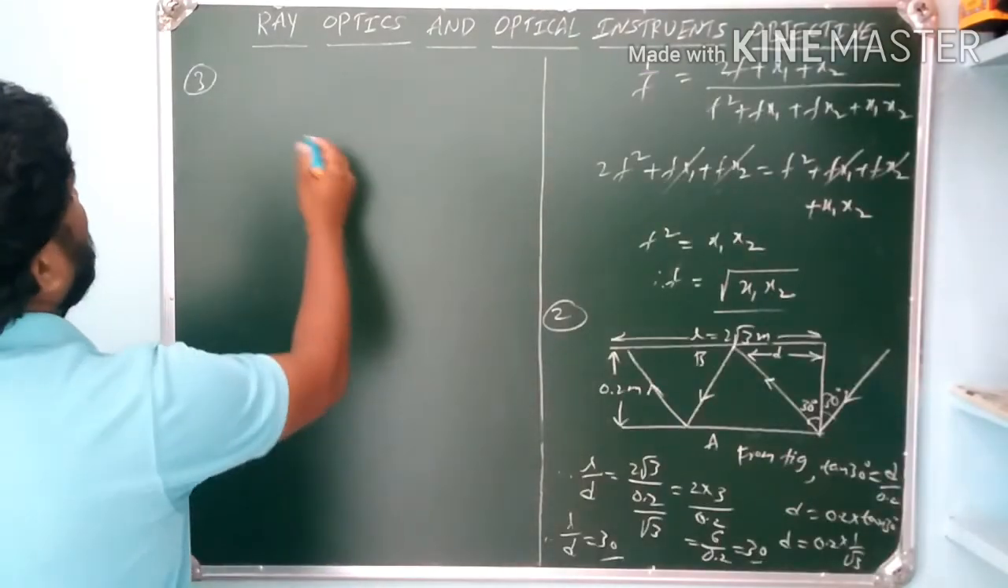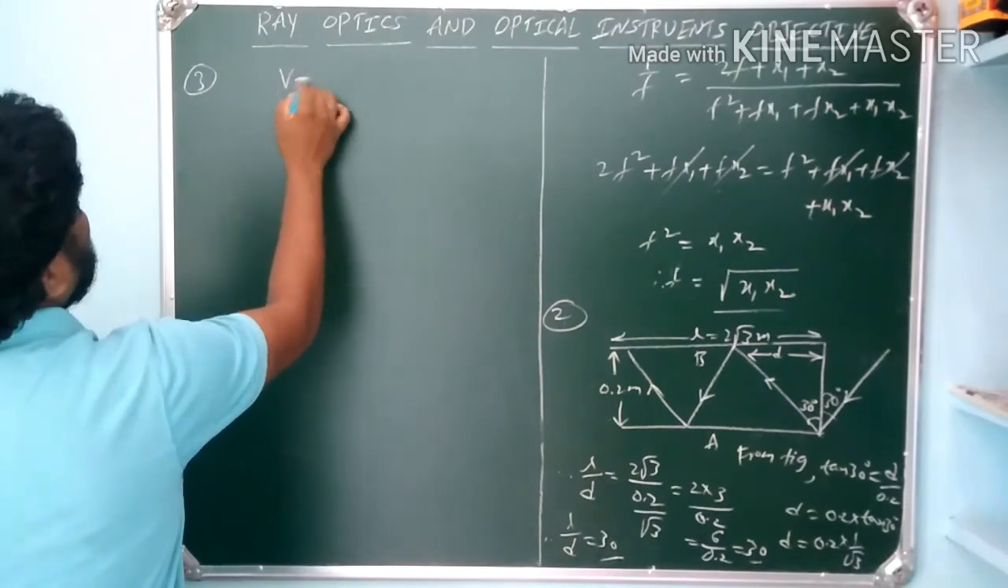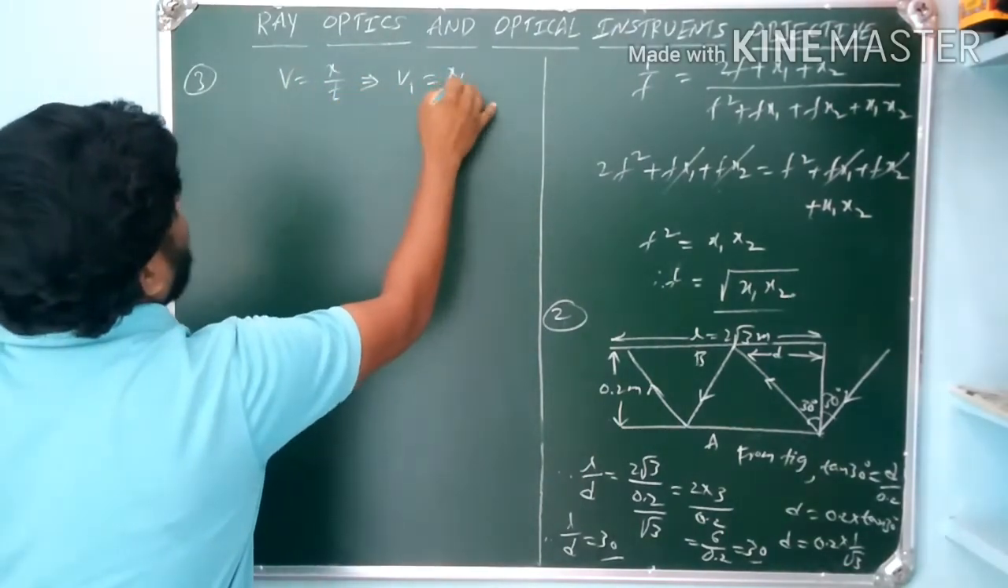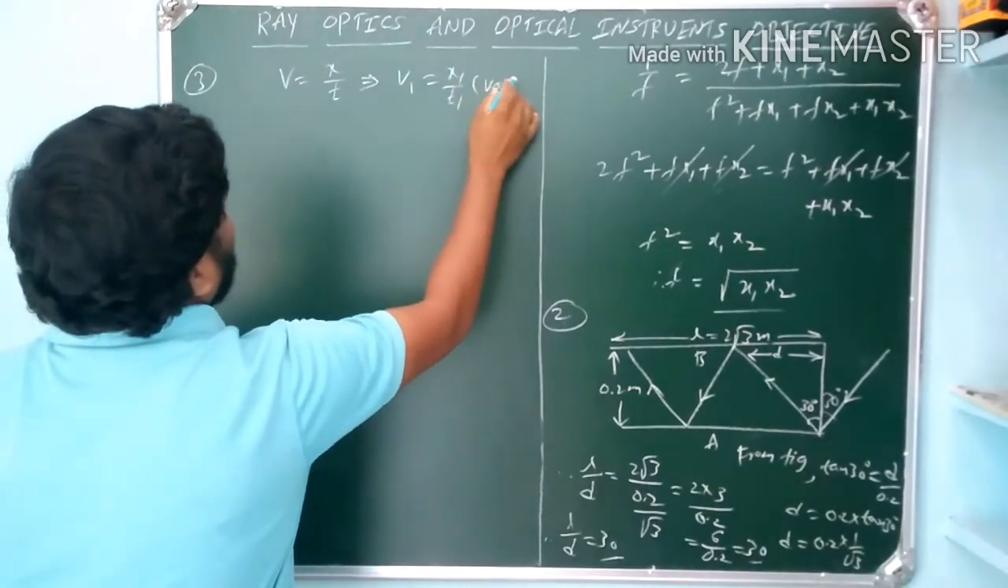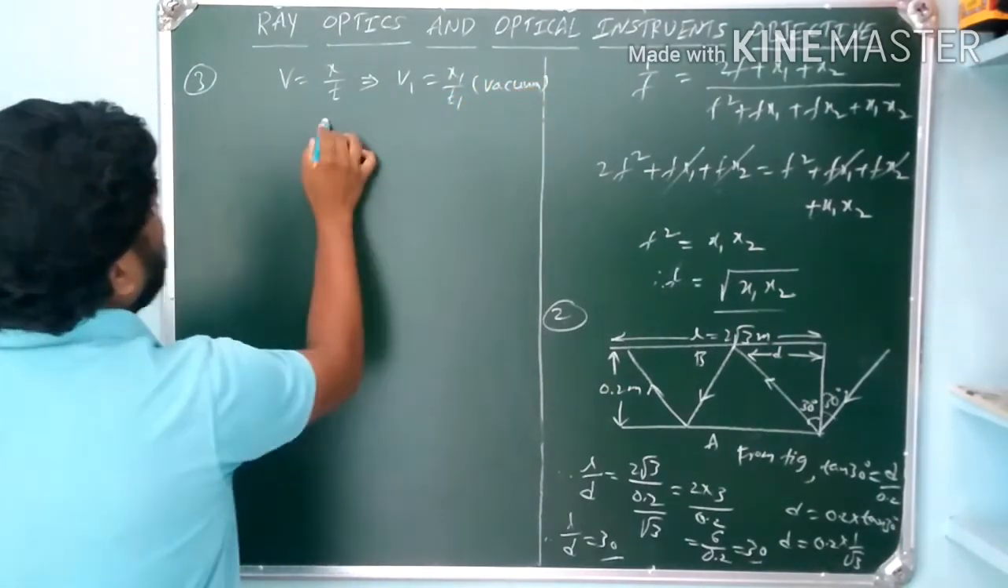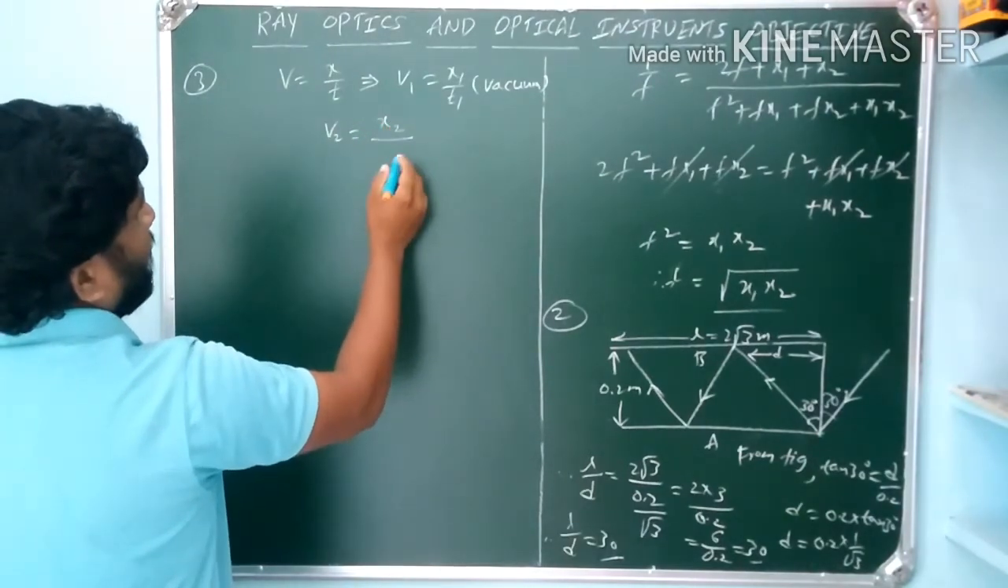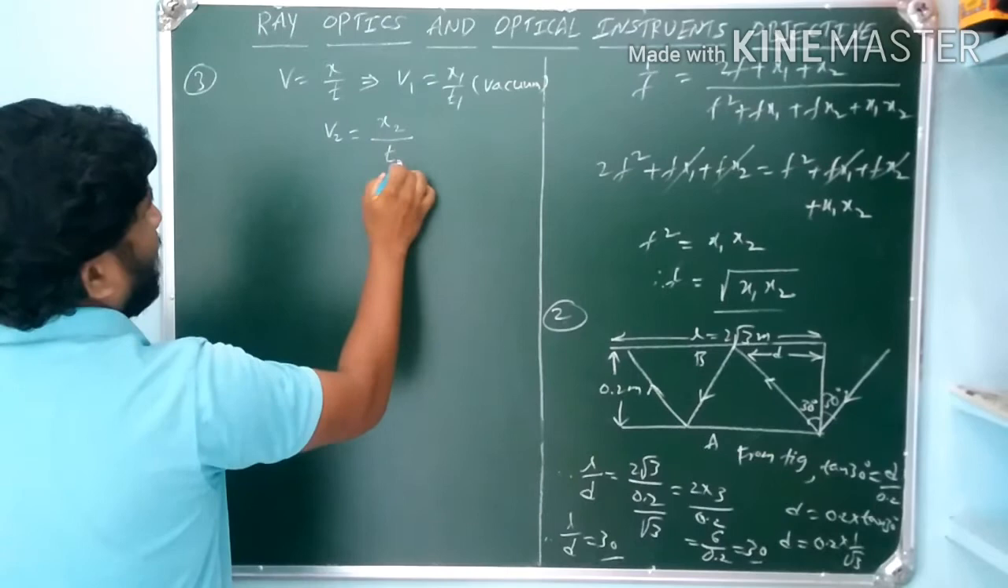Here we know that v is equal to x by t. From that v1 equal to x1 by t1, which is the speed of the light ray travelling in vacuum. And v2 is the speed in the given medium, that is v2 equal to x2 by t2.